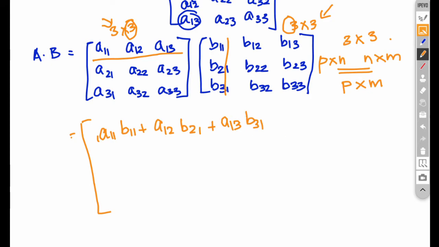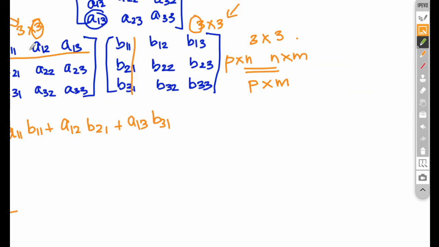The next element is going to be once again taking this row but multiplying with this column. So that's going to be A11, B12 plus A12, B22 plus A13, B32. The next one is going to be multiplying the row of the A matrix with the third column of the B matrix, which will give you the third element, and so on and so forth. So this will help you get an entire matrix.